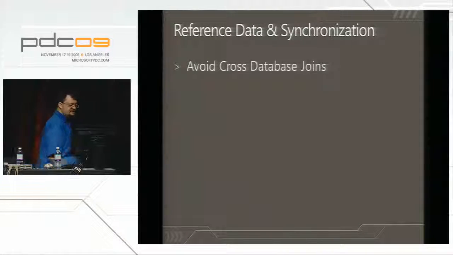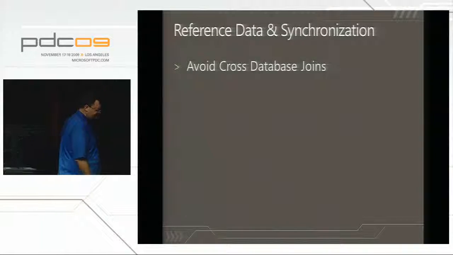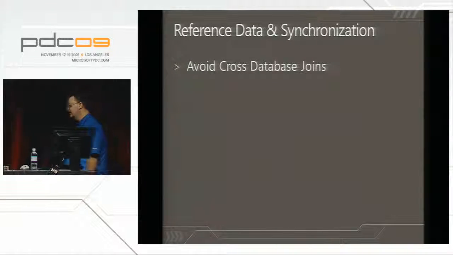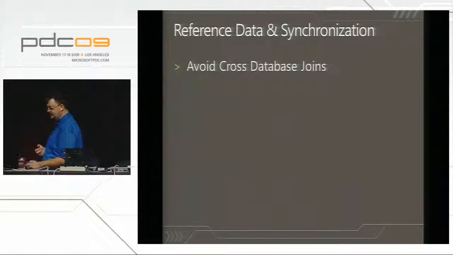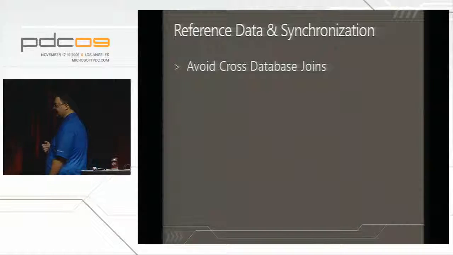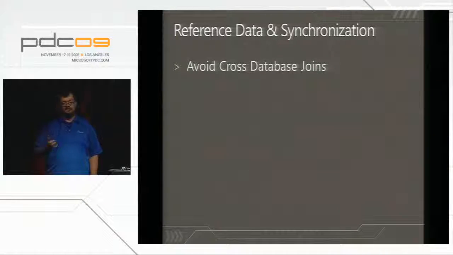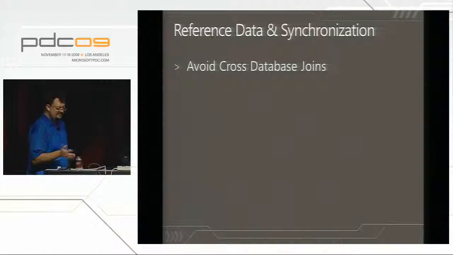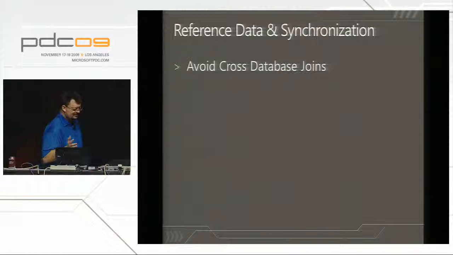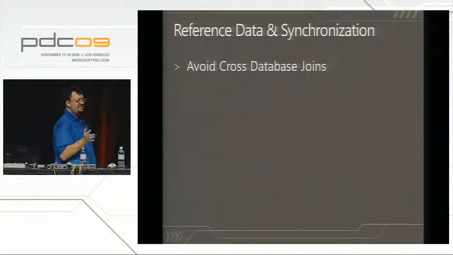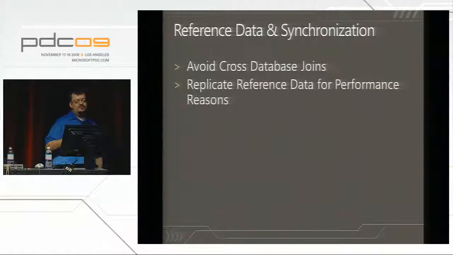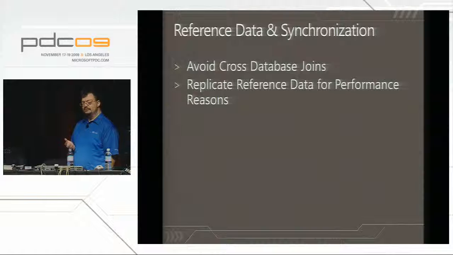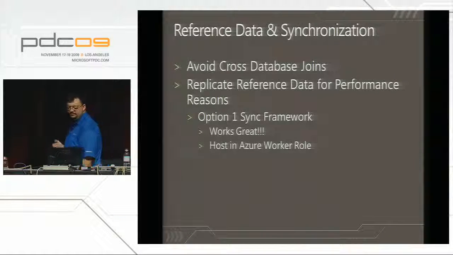Reference data and synchronization. There's certain pieces of reference data that most applications have. If you've partitioned your workload, let's say you've partitioned your customers, like we did in our case, there's certain reference data, like zip code tables, that we need to have live inside multiple databases to avoid cross-database joins. So we replicate the reference data for performance reasons, because we don't want to do those cross-database joins.